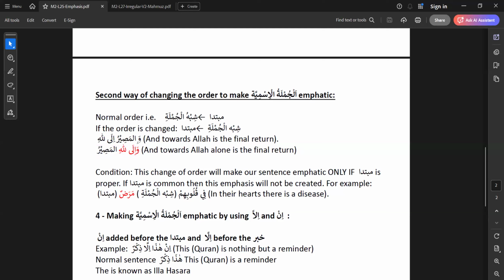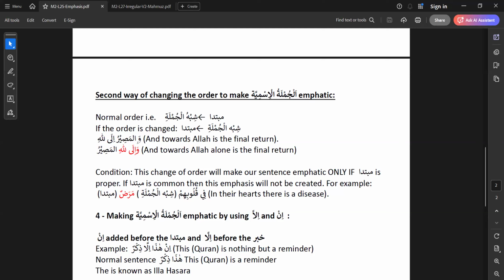In English, the only way to give the emphasis is to add additional words. Here in this case, alone is added. To Allah alone is the final return. Wa ila Allahil masir. So this is the second way, by changing order, that you can imply emphasis.